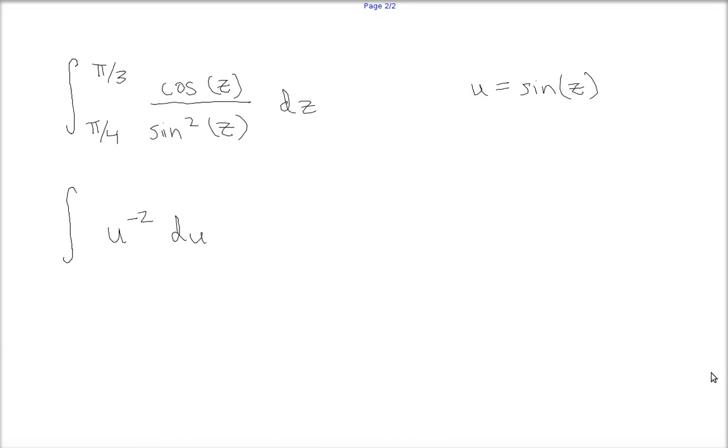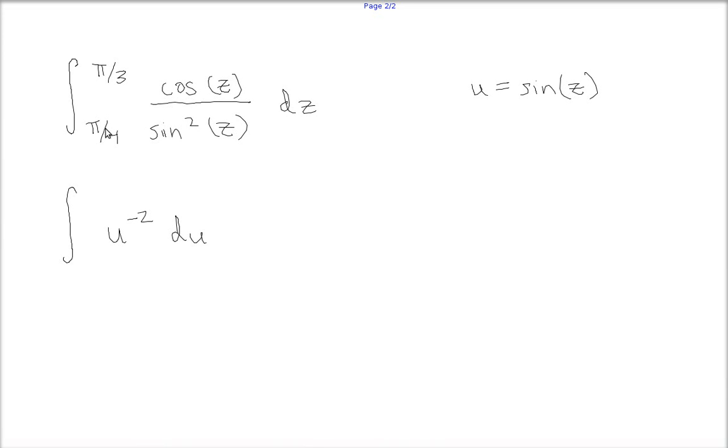Alright, so let's rewrite a little bit of what we had before, just to keep it in front of us. So this is our original integral we started with. We substituted u equals sine of z, and this is where we are now. We've got the integral of u to the negative 2 du.